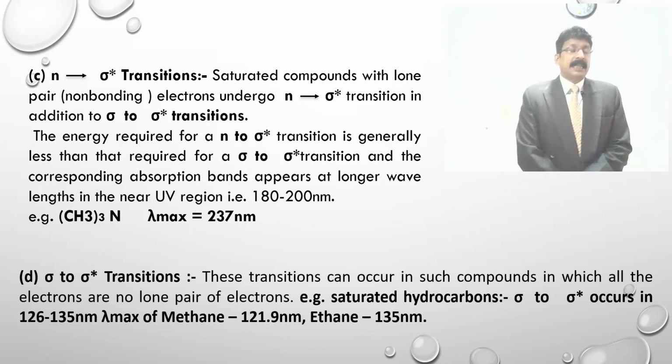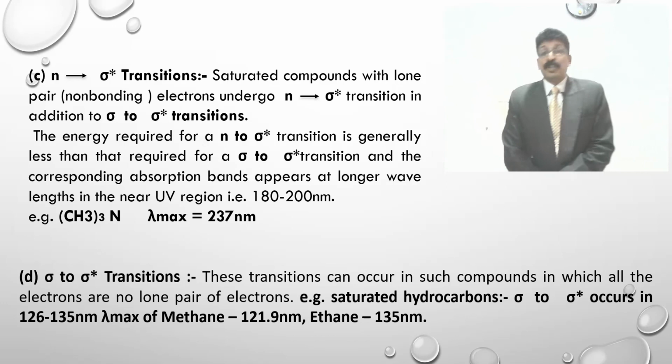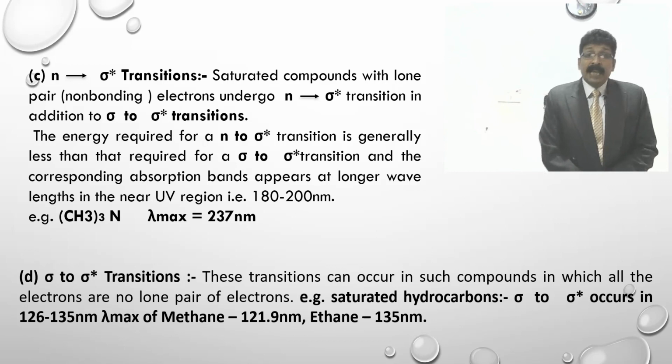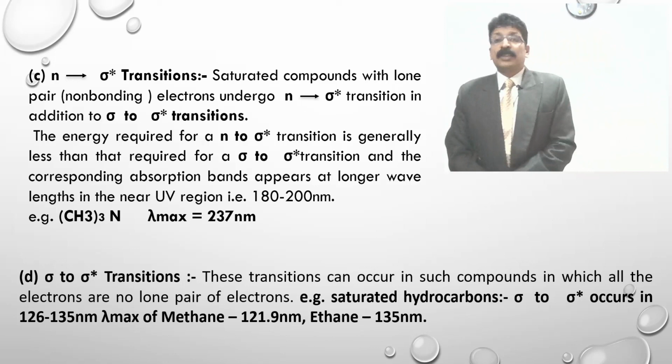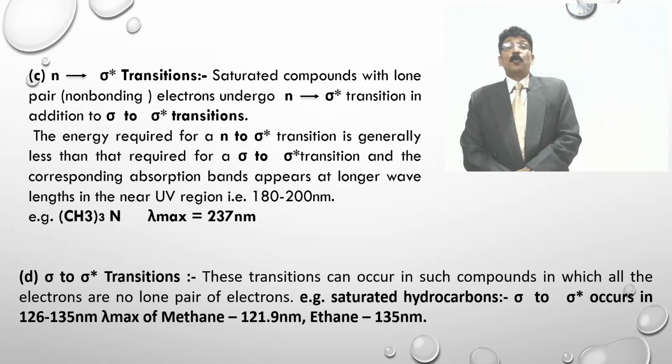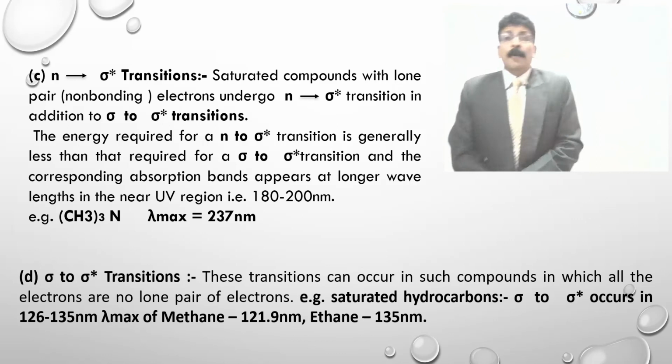So for saturated compounds, sigma to sigma star occurs at a lower lambda max: methane 121.9 nanometer, ethane 135 nanometer. But you see, if there is nitrogen, oxygen or chlorine in that compound, like methane or ethane, it immediately changes to a higher wavelength of 237, 240 or 230 nanometer, and lower energy of light is sufficient to get them excited.